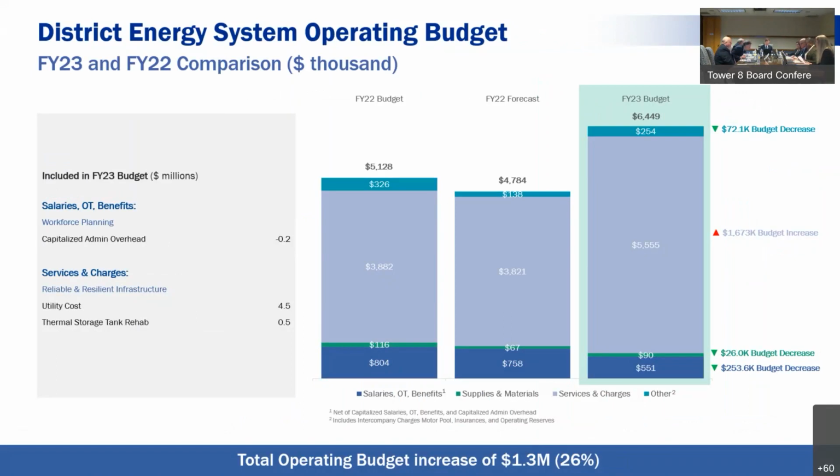All right, the O&M budget of $6.5 million is a $1.3 million increase from the 22 budget, but this is driven mainly by the increase in utility costs at the plant. So just like fuel costs have impacted our customers, they impact our chilled water plants as well. And so that's why you're seeing that increase in expenses.